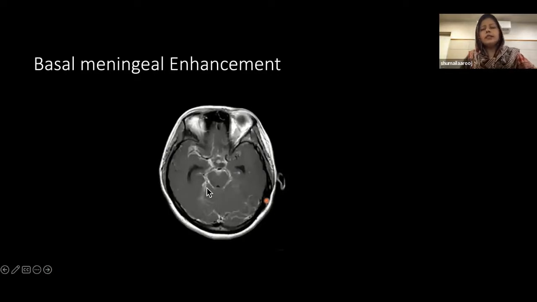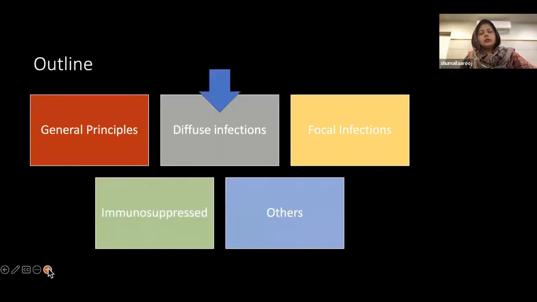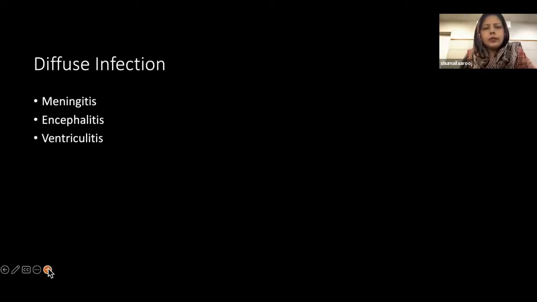Similarly, this is another patient in which we can appreciate that there is a nodular enhancement along the basal meninges, the basal cisterns, and this is called the basal meningeal enhancement pattern. It is mostly seen in TB and sarcoidosis. So there are certain patterns which are seen in certain clinical conditions, and we have to be familiar with them. So with this, we will move on to the diffuse infections.